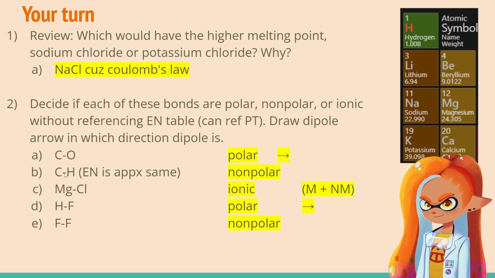And then for B, these are both weak nonmetals, and so it's nonpolar. Then this is ionic. We have a metal plus a nonmetal. And then we have a strong fluorine versus a weak hydrogen, so it's polar. It's pointing towards F. This is two strong boys together, so we assume nonpolar.